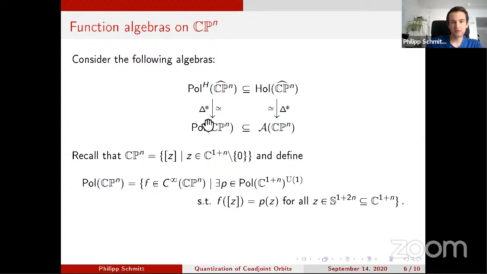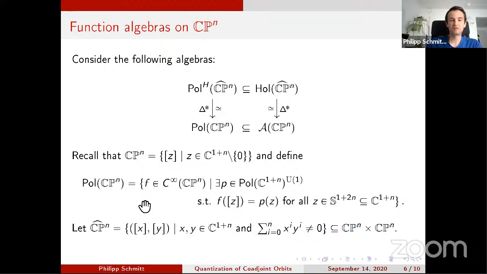And now I need to explain what I mean by CP hat N, which is some larger space than complex projective space into which complex projective space embeds. So here is the explicit definition. It is a subset of CPN times itself, and it is the set of those pairs which are not orthogonal to each other, that is, which do not have scalar product zero. So we take CPN times CPN, and then we remove those points that have scalar product zero. In particular, CP hat N will not be compact anymore. And in particular, there will be non-trivial holomorphic functions on it.